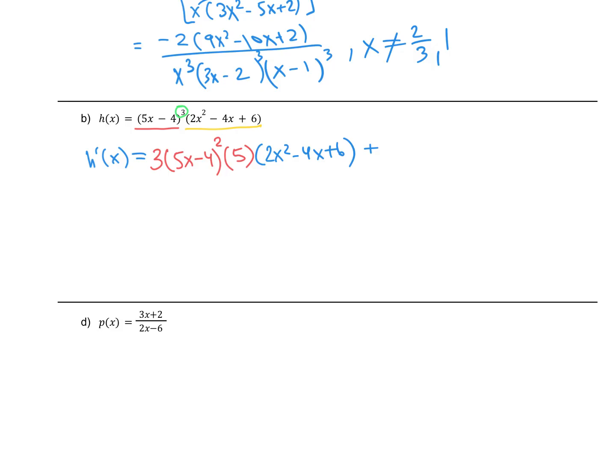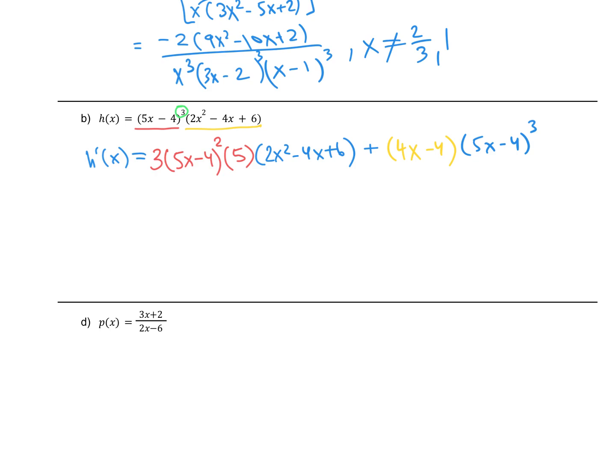Plus, now I'm going to take the derivative of that second function. This one will be much quicker, 4x minus 4. And now copy paste that first function. Now this is not going to have a restriction, but I do want to clean this up a little bit.